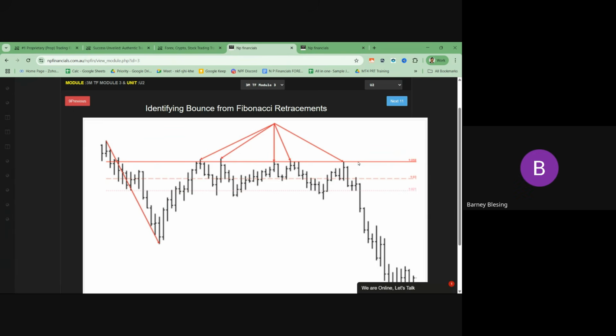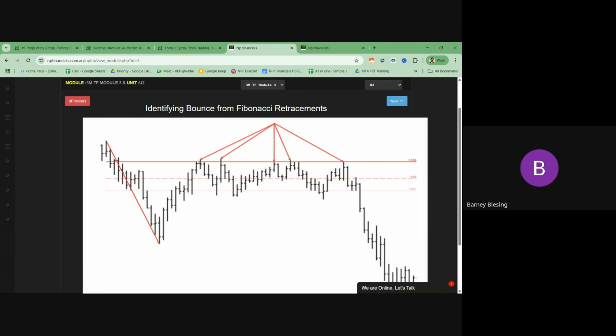Right. Because professionals who sold here got this opportunity to sell again at the same level. That is why Fibonacci works so well.